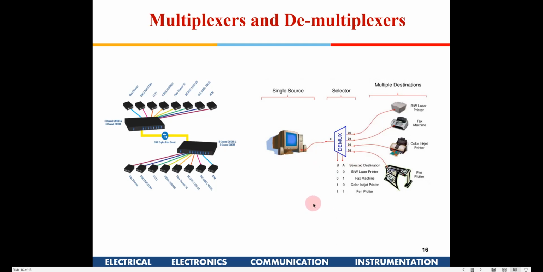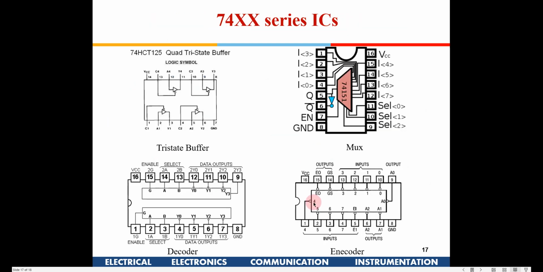So these are some of the applications of multiplexers and demultiplexers. In 74 series ICs also, which we are going to see in the lab, there are several encoders and decoders and tri-state buffers. Several of them are available. So we are going to use some of them for our assignment.